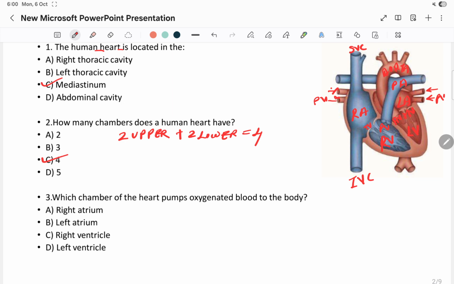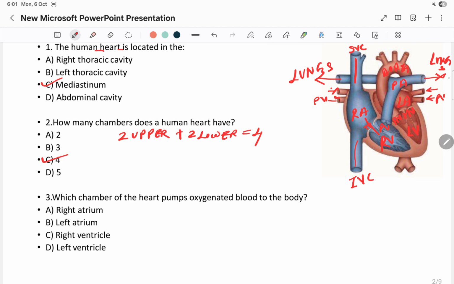So the deoxygenated blood from the SVC, superior vena cava, and the IVC, inferior vena cava, comes to the right atrium, and from the right atrium via the tricuspid valve it comes to the right ventricle. From the right ventricle the deoxygenated blood goes to the pulmonary artery, and from the pulmonary artery to the lungs. And in the lungs the oxygenation takes place.